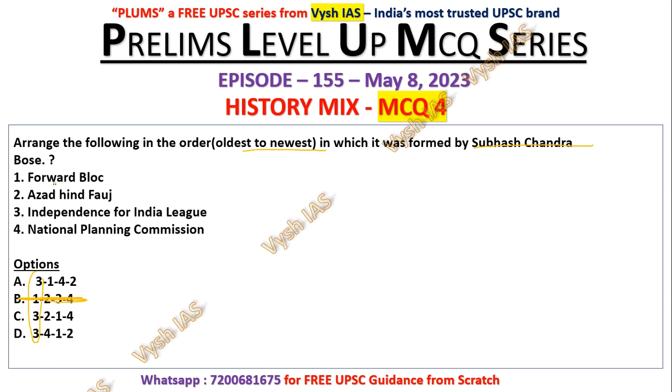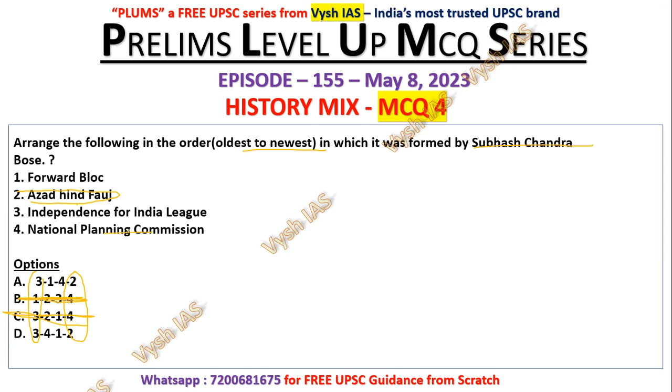So there you will get confused. Azad Hind Fauj also, you will know that it would have come later. After he left Congress, then only he would have formed it. So 2 cannot come early in the order. Like that you have to eliminate. In the exam hall, the faster you eliminate, the faster you will come to the answer. Now 2, Azad Hind Fauj, is at the last. And the other one, Independence for India League, this also you concluded. Now the only thing is where the third position is, whether it is National Planning Commission or this thing.